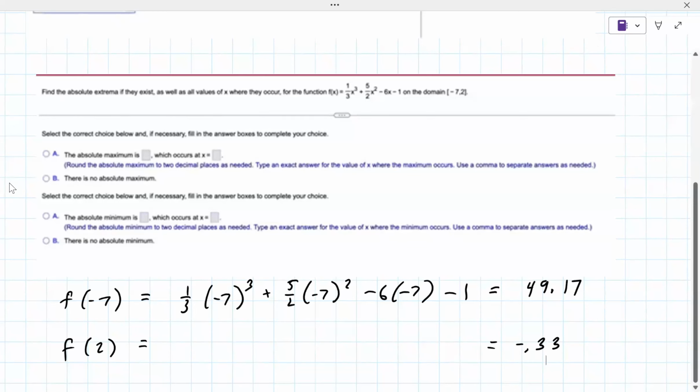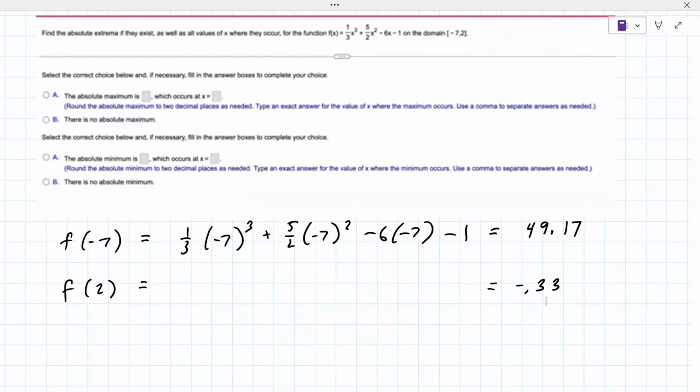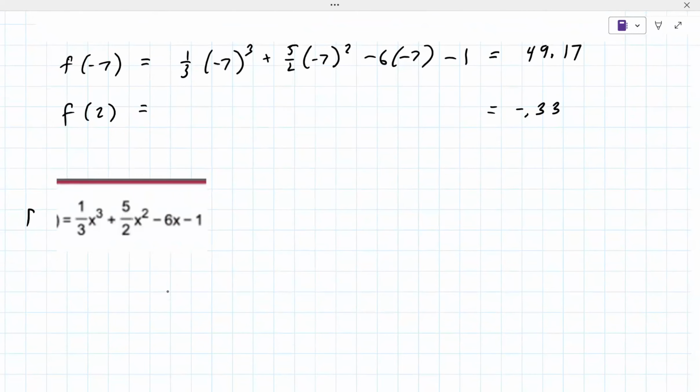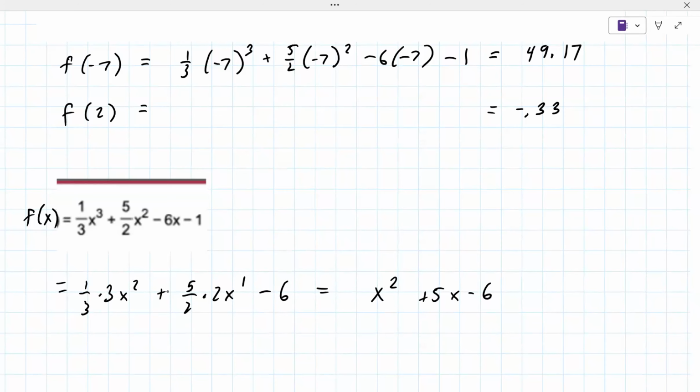Okay. So the next thing you do is you take a derivative of that function that you're given. That's where all this derivative stuff that we've been talking about comes into play here. So your derivative here is 1/3 times 3x squared plus 5/2 times 2x to the power of 1 minus 6. And that reduces to x squared plus 5x minus 6. You set this equal to 0.